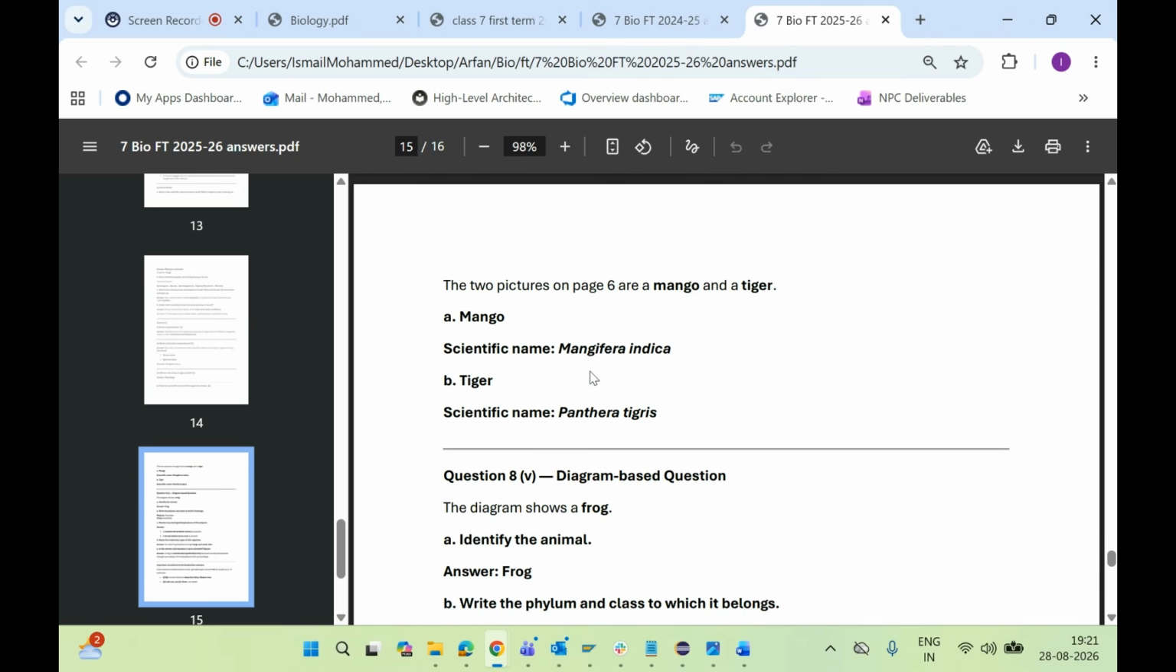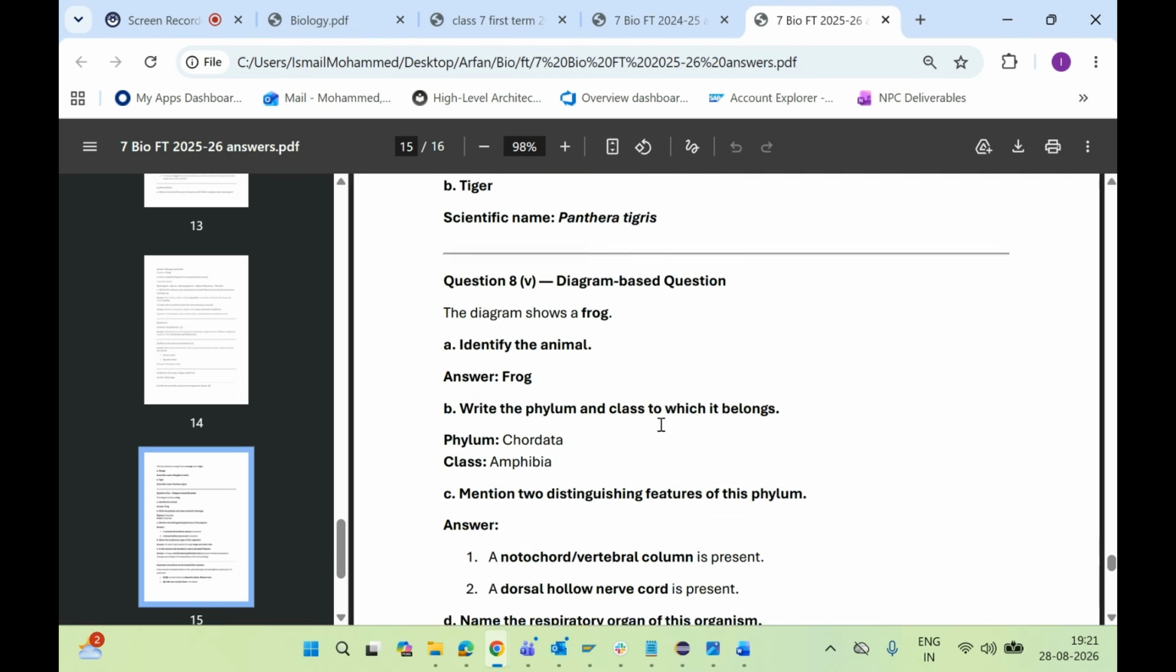Okay, two pictures. One is a mango. You have to identify its name, it is Mangifera indica. Similarly, if they ask for neem, it is Azadirachta indica. For tiger, Panthera tigris.